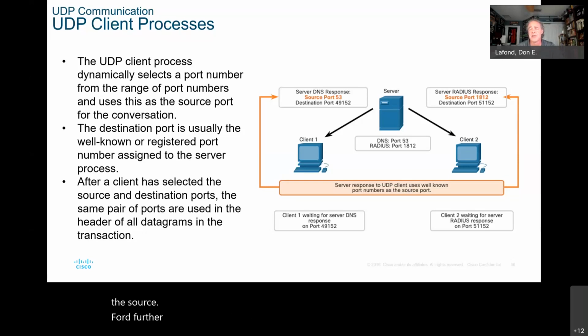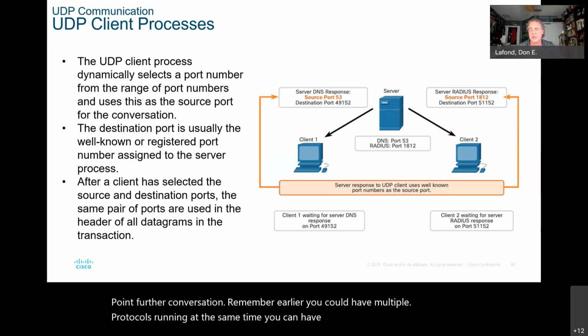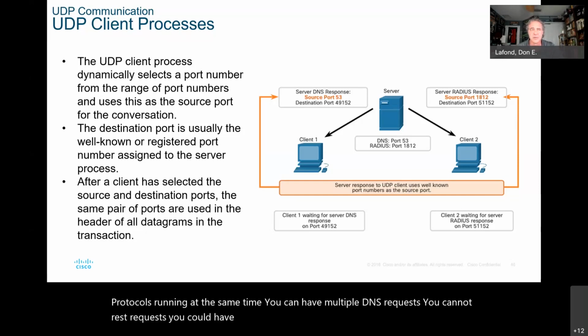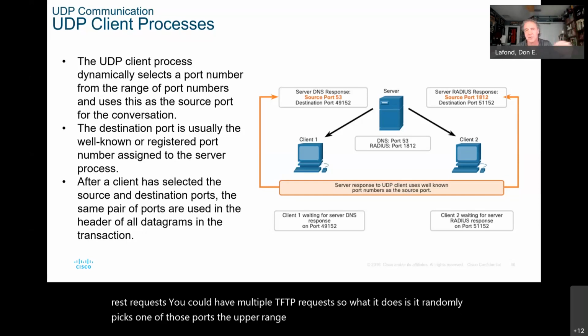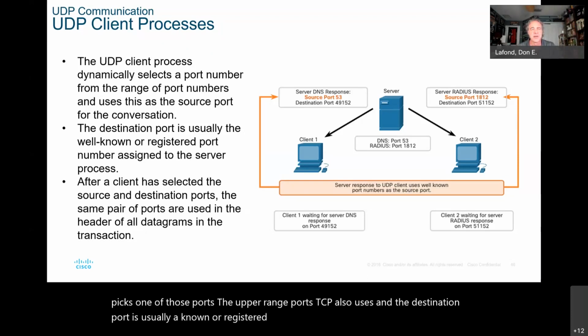Remember earlier, you could have multiple protocols running at the same time. You can have multiple DNS requests. You can have multiple TFTP requests. So what it does is it randomly picks one of those ports, the upper range ports that TCP also uses, and the destination port is usually a well-known or registered port number assigned to the server process. That's the destination where it's going.